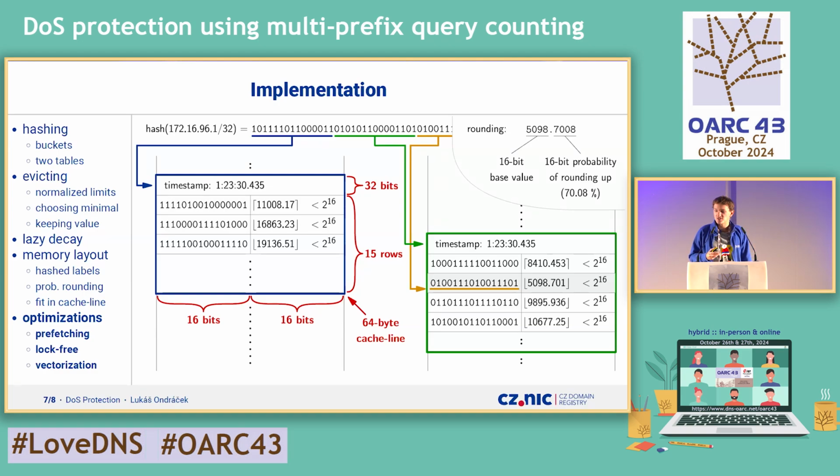To speed it up even more, we use prefetching. We first determine which cache lines we will need, and then access them. We use atomic instructions, so the data structure is totally lock-free, and we use vectorized instructions from the AVX and SSE extensions of the x86 instruction set to search for values in the buckets to speed it up even more.